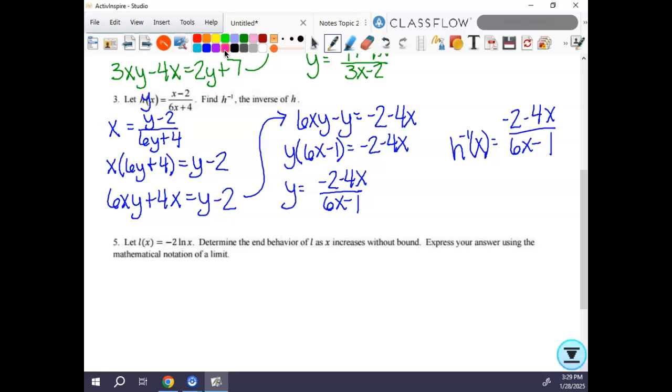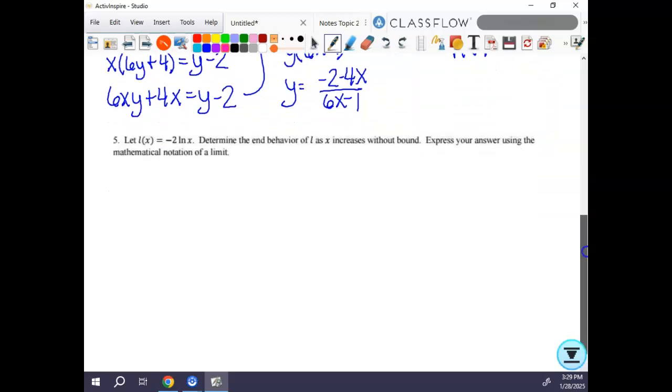End behavior. So I'm going to draw myself a picture. The natural log looks like this. That negative makes it look like this. Mark that out.